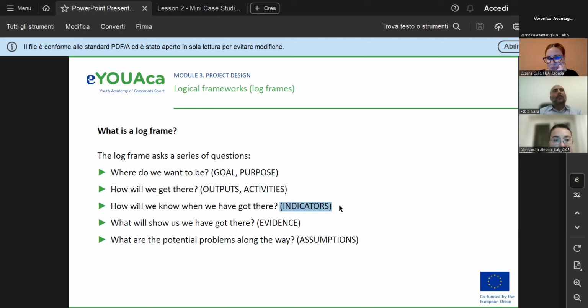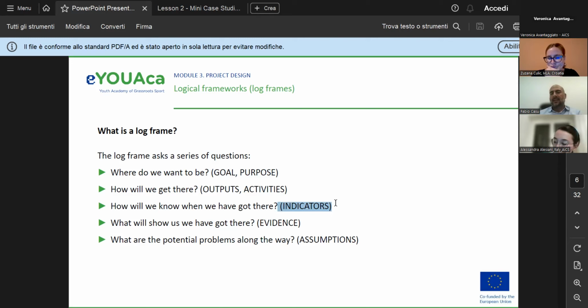So for example, let's say that I want to have some events, and I say that an indicator of good results is that I have 500 participants in my event. 500 participants is an indicator. So I have to define which kind of measure, participants, and which is the target.